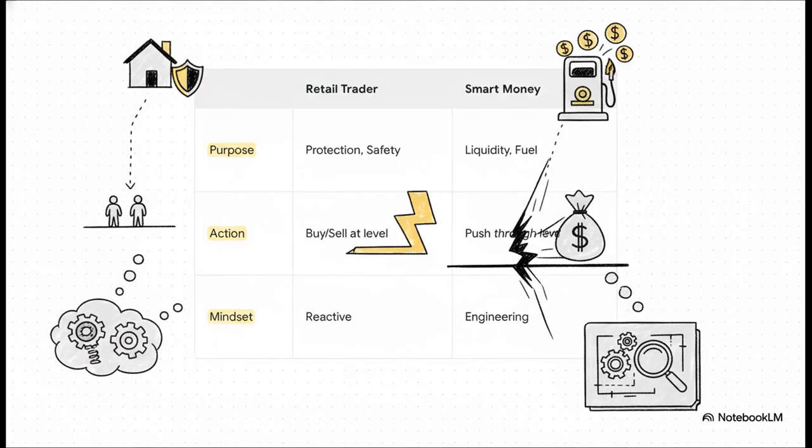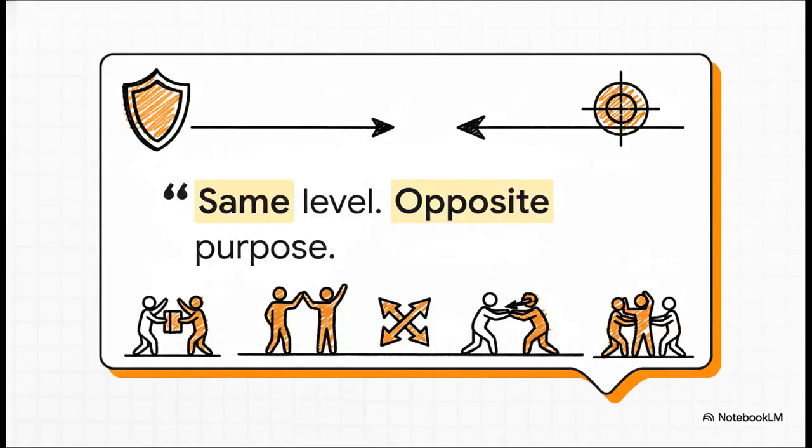This table really breaks it down perfectly. For the retail trader, the purpose of the level is safety. Their action is to trade at the level, and their whole mindset is reactive, just waiting for something to happen. For smart money, that's safety, all those stop losses, that's their fuel. Their action isn't to respect the level, it's to push price through it. Their mindset is all about engineering a specific outcome. One person is playing checkers, the other is playing chess. Just let that sink in for a moment.